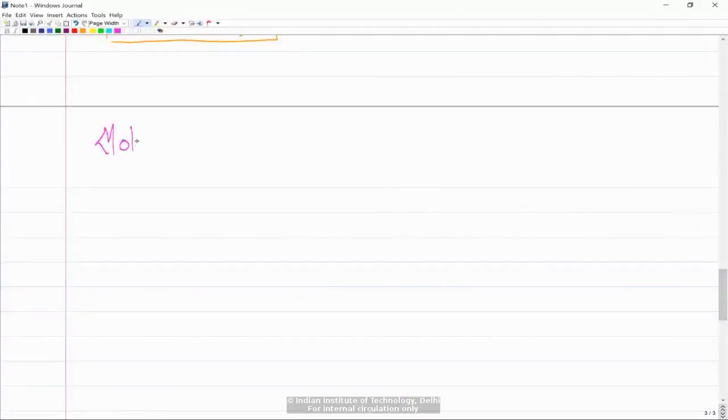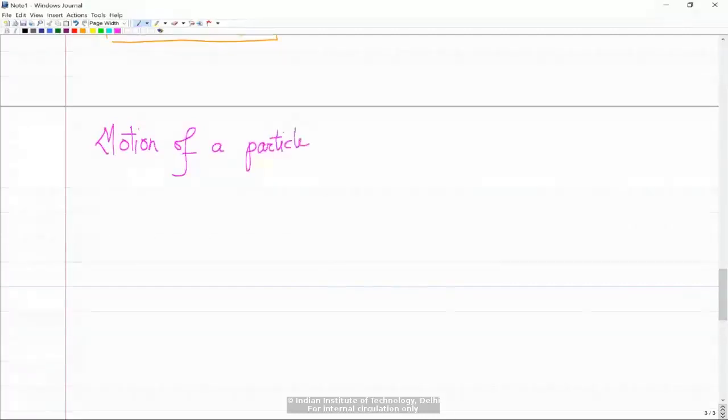Okay, having seen this spatial derivative, of course the next thing that comes is time derivative. Because a body is actually evolving in time, so we have to be able to take time derivative also, isn't it? So that's the next thing, which I'll write as motion of a particle, or I should say motion of a body.